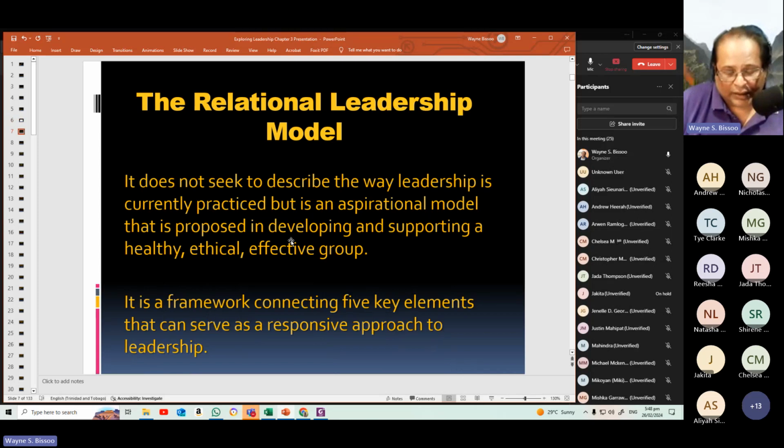But some forewords here. It does not seek to describe the way leadership is currently practiced, but is an aspirational model that proposes a view for you developing your own leadership styles or leadership techniques, proposed in developing and supporting a healthy, ethical, effective group.